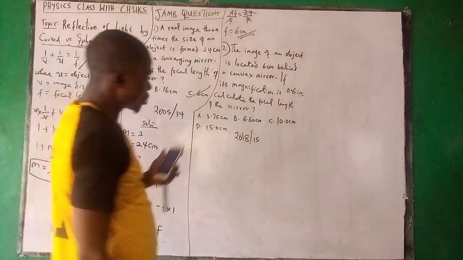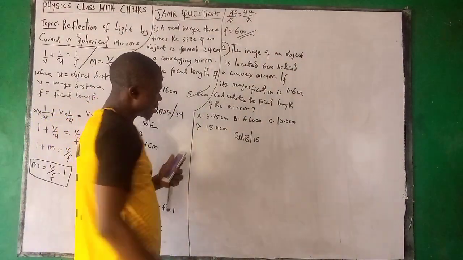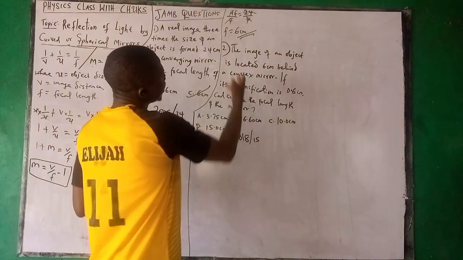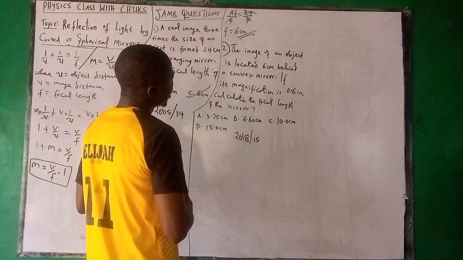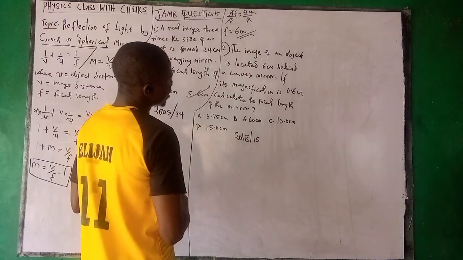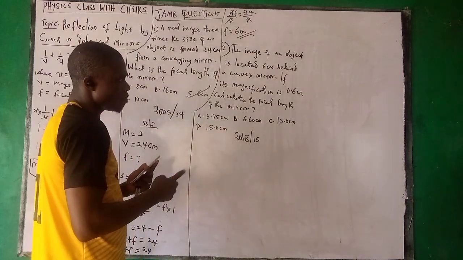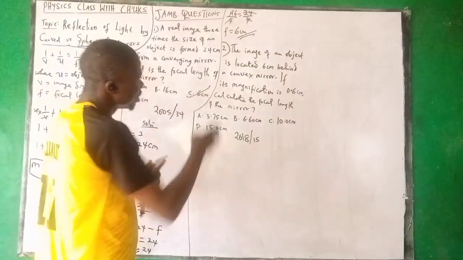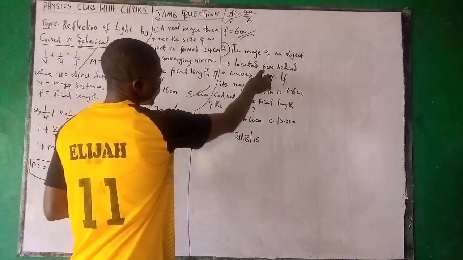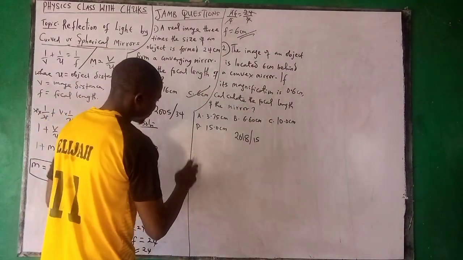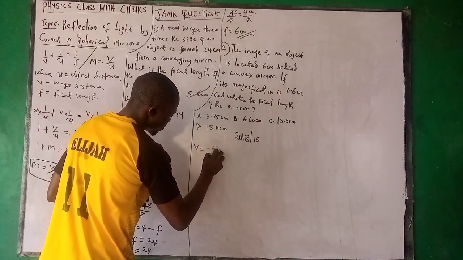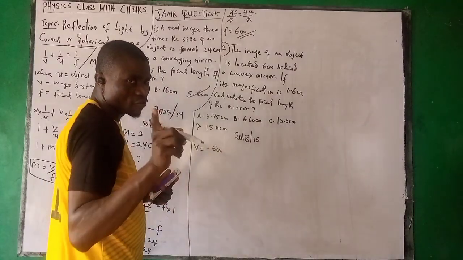Let's solve number 2 question. This was taken from the year 2018, question number 15. The image of an object is located 6 cm behind a convex mirror. What type of mirror? Convex. So the image is located 6 cm behind, so V is equal to minus 6 cm.